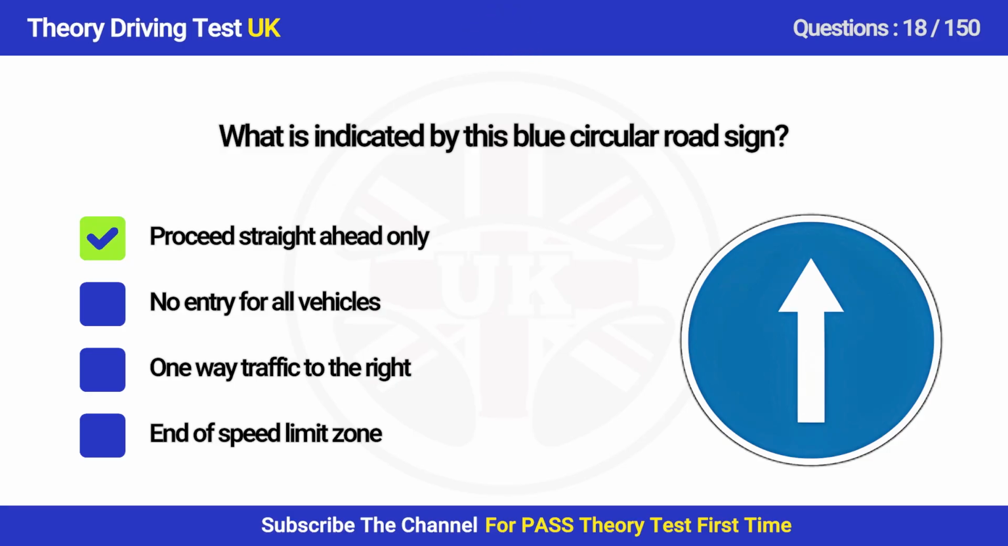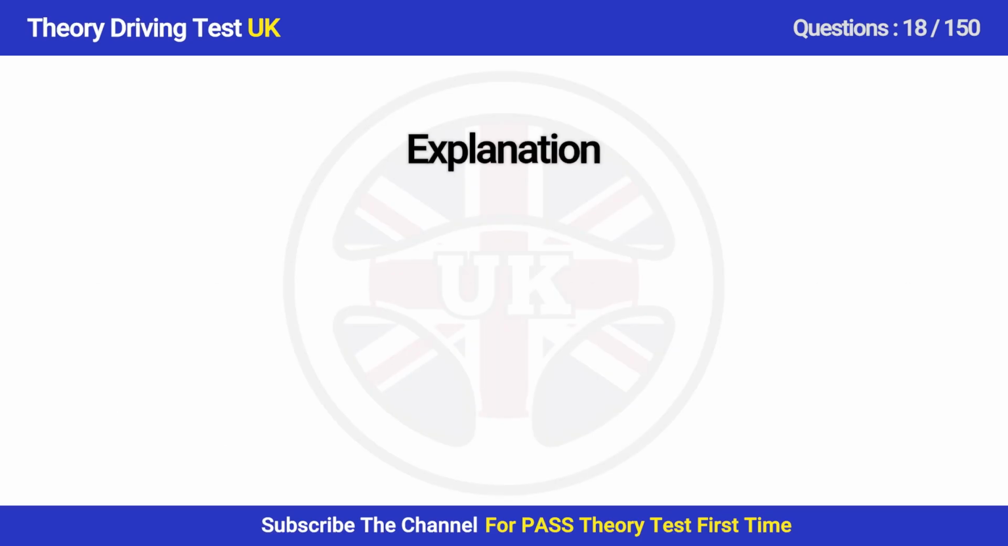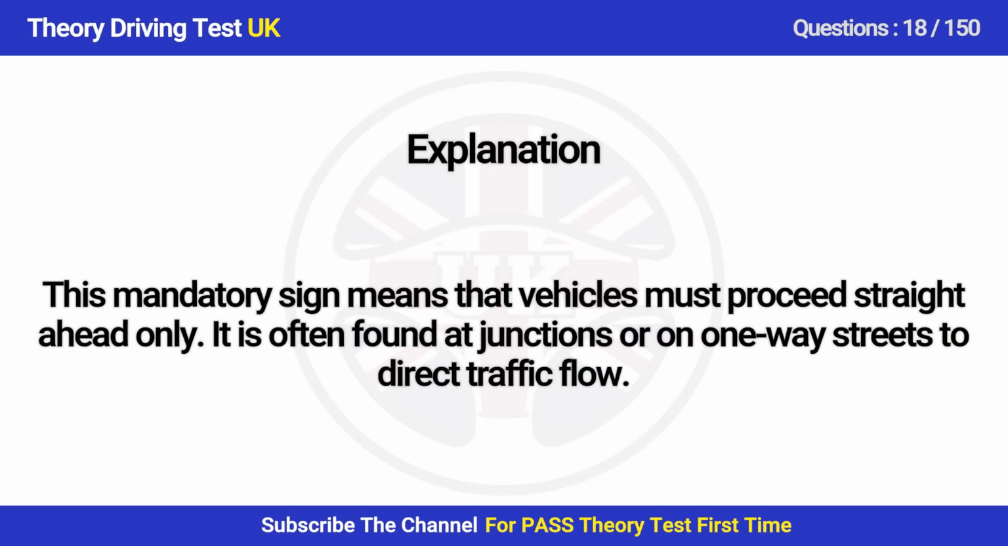Answers is A. Proceed straight ahead only. This mandatory sign means that vehicles must proceed straight ahead only. It is often found at junctions or on one-way streets to direct traffic flow.